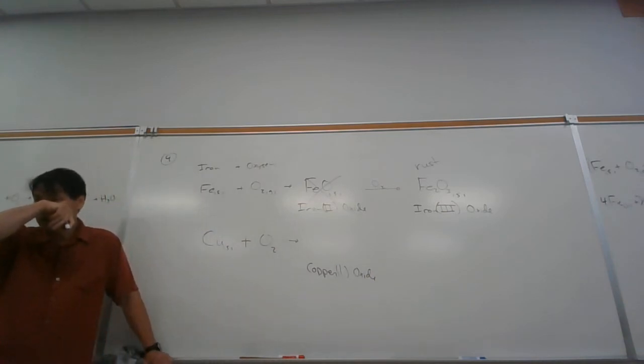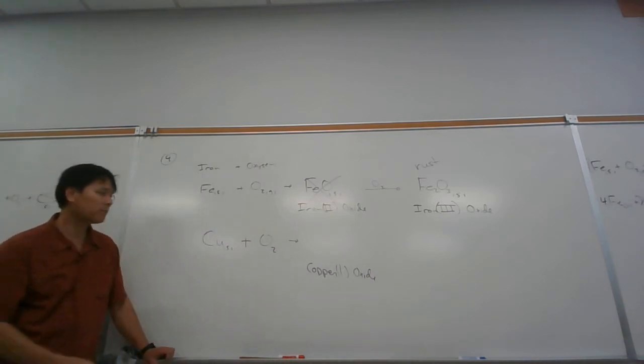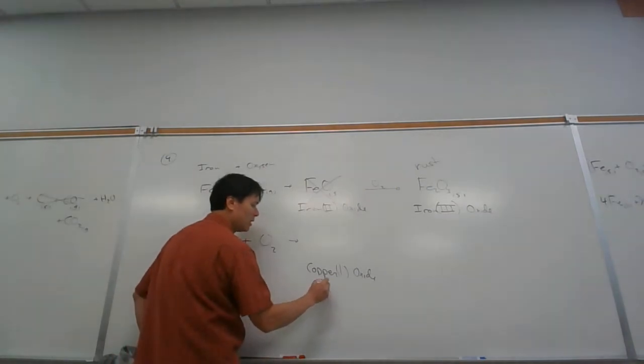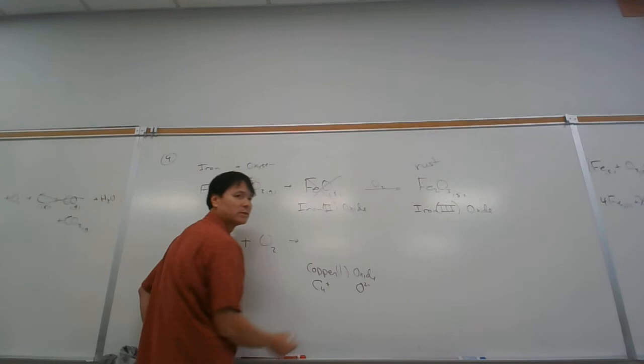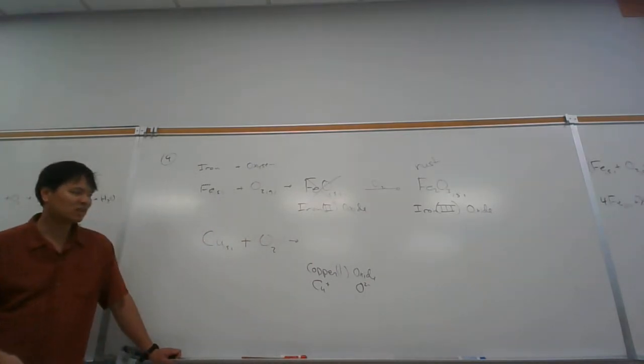The formula for copper one oxide is, well, copper one is Cu plus. Oxide is O two minus.